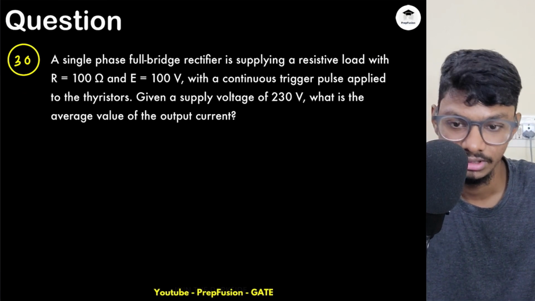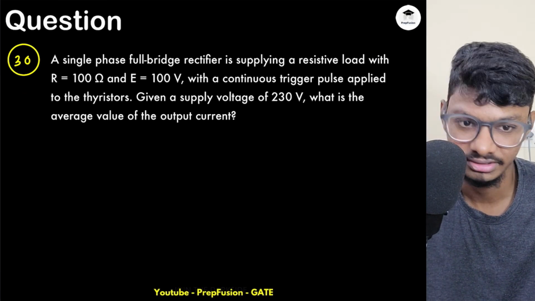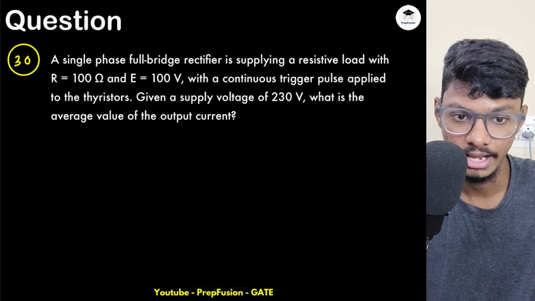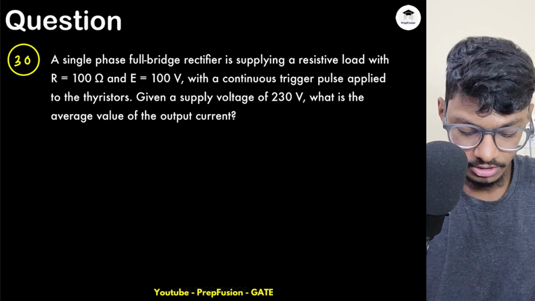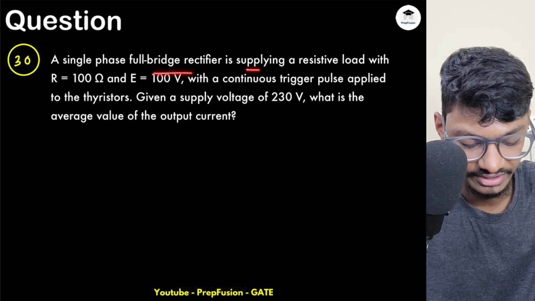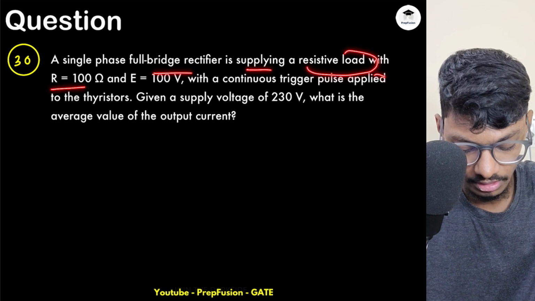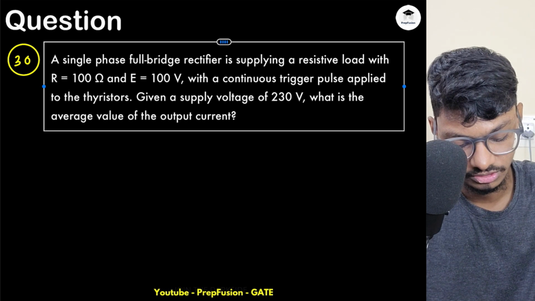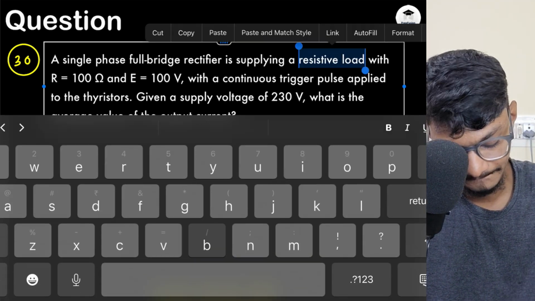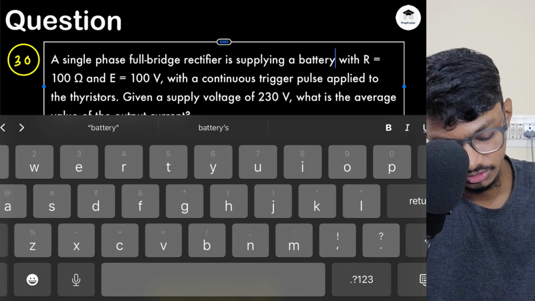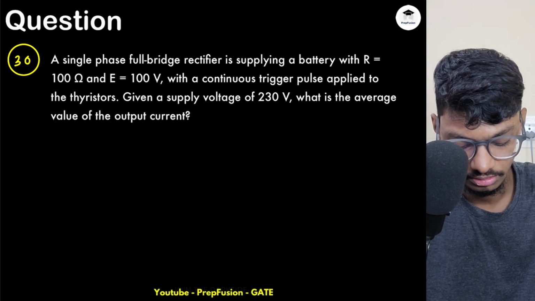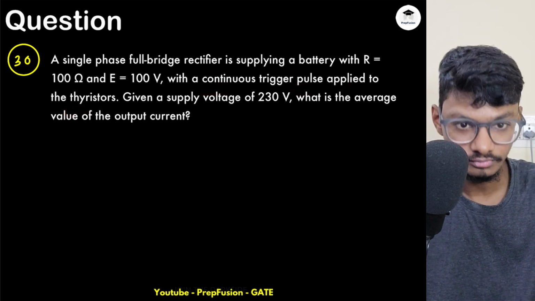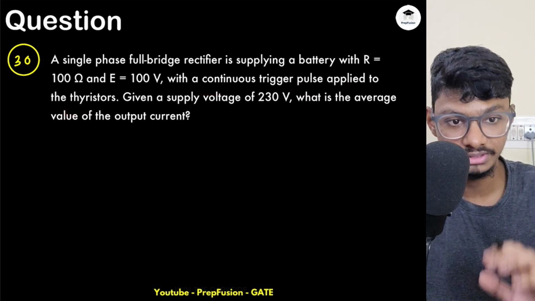Now let's start with this. This is just one single example question, and we'll start with full wave rectifiers in the next lecture with L, RL and RLE loads. So let's do this question. A single phase full wave rectifier is supplying a resistive load with R equals 100 and E equals 100 volts. So this should be a battery. With a continuous trigger pulse applied to the thyristor. So a continuous trigger pulse is getting applied.